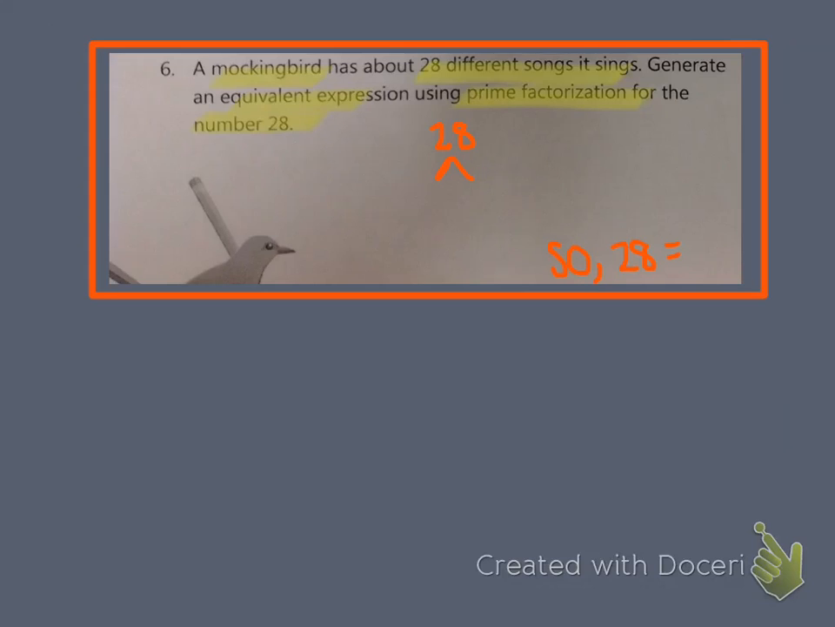Let's do this together just to make sure that you have it figured out. We can say 4 times 7 equals 28. 7 is prime, so we want to circle it. Then we have a 4. 2 times 2 equals 4, so we want to circle those 2's because they are prime. That means that we have a 2 times a 2 times a 7. Therefore, we have a 2. How many 2's do we have? 1, 2. We have 2 squared times 7. That is our prime factorization.